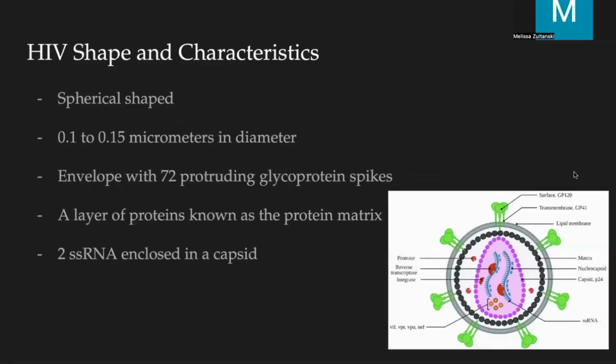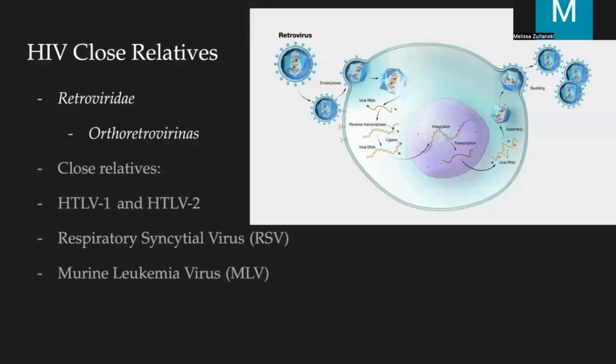Anyways. So HIV is spherically shaped. You can see the envelope right there in the gray, which is 0.1 to 0.15 micrometers in diameter. There are 72 glycoproteins, which are the green, and the layer of black dots is known as the protein matrix. And within this capsid in pink, there are two ssRNA molecules.